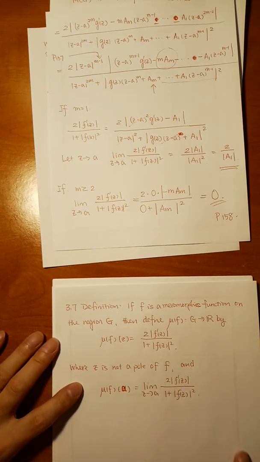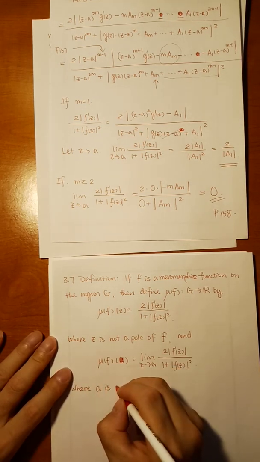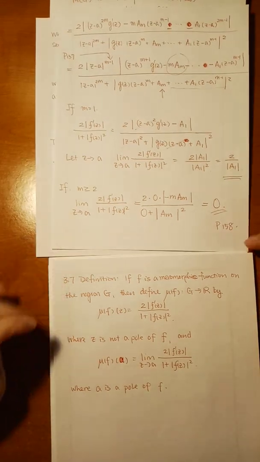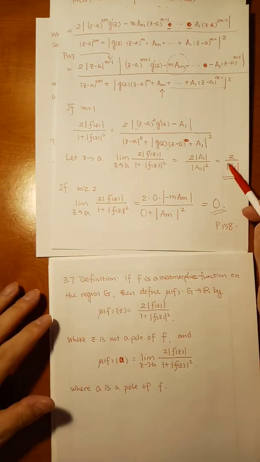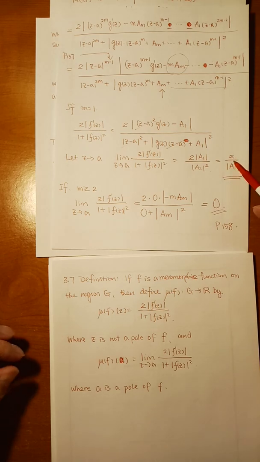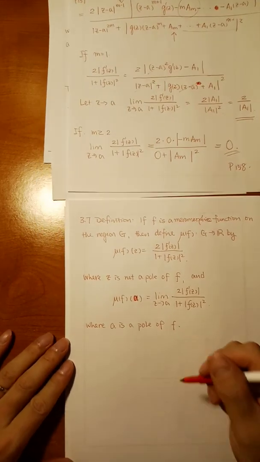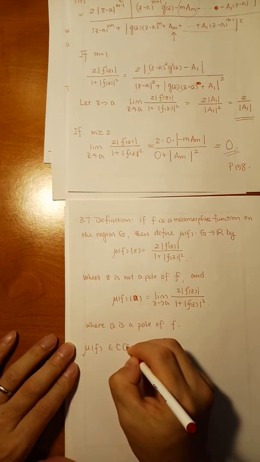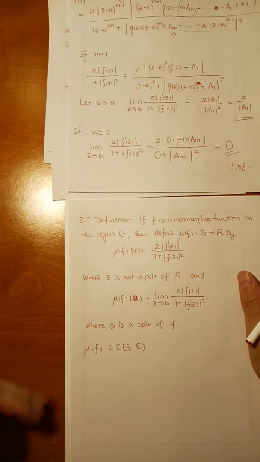So when you have a pole, you do the approximation, where a is a pole of f. And the argument tells us that when the order of the pole is greater than or equal to 2, this is always 0. When the order of a is equal to 1, it is equal to 2 over the absolute value of a_1. All right, so it's always this. And we can see that this mu f belongs to C(G, C_infinity). There's no infinity. Okay?